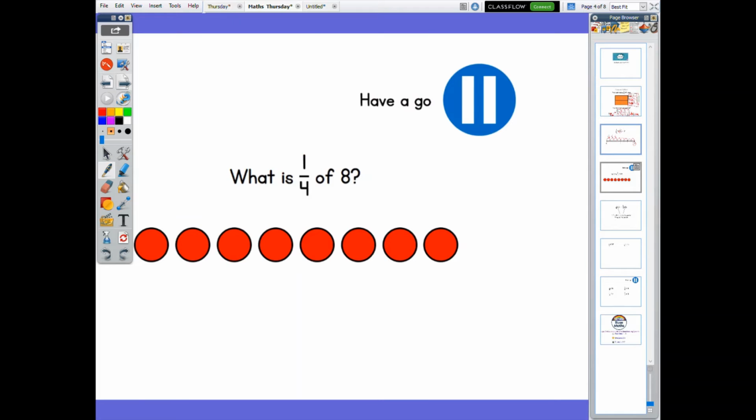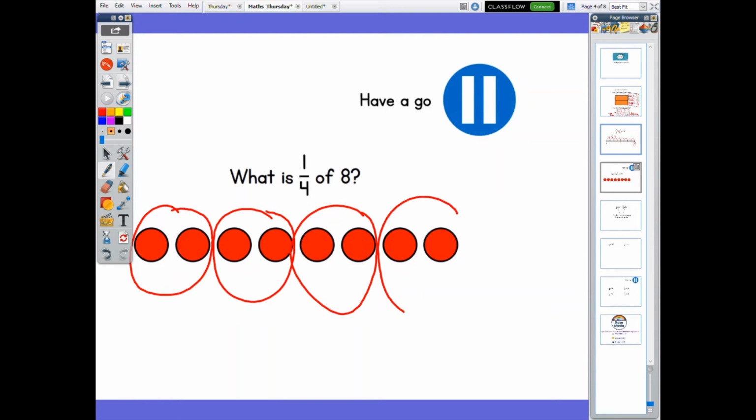I would like you to pause the video and have a go. This time it says, what is 1/4 of 8? Have a go at this one. Okay, so if we've got 1/4 of 8, we need to group the counters into equal groups of 4. So I've got 1 group, 2 groups, 3 groups, 4 groups. I can see in each group there are 2 counters. So 1/4 of 8 equals 2.